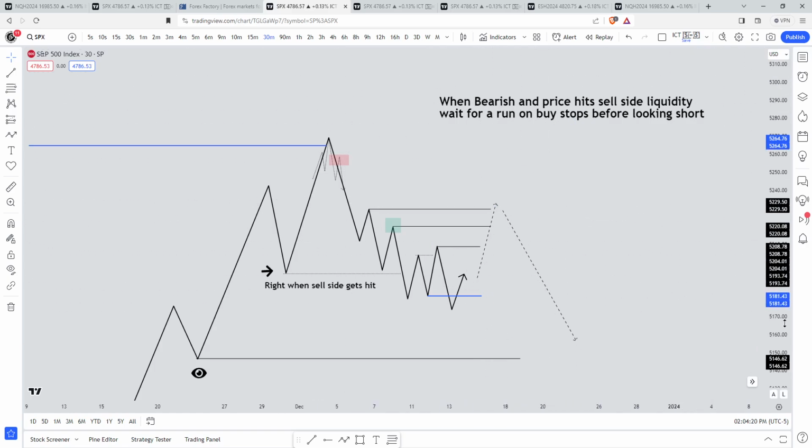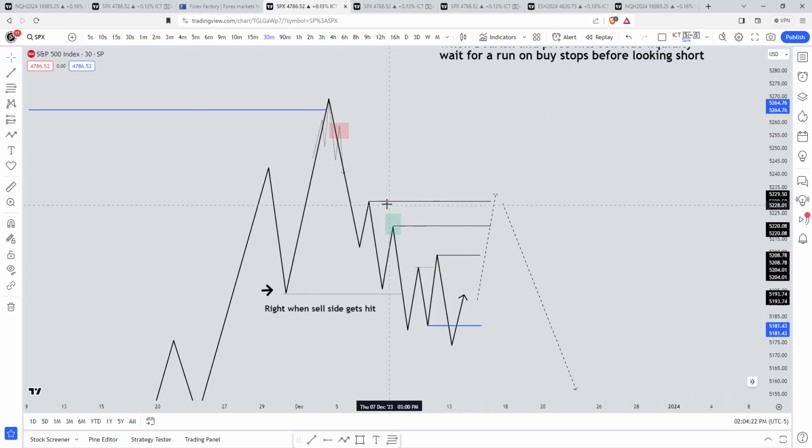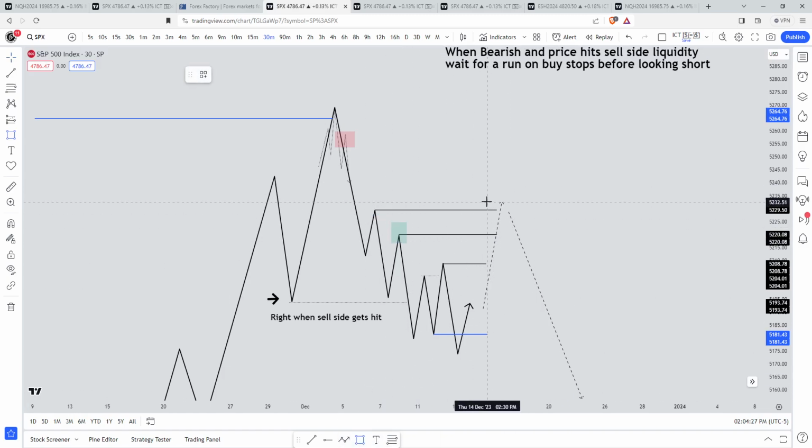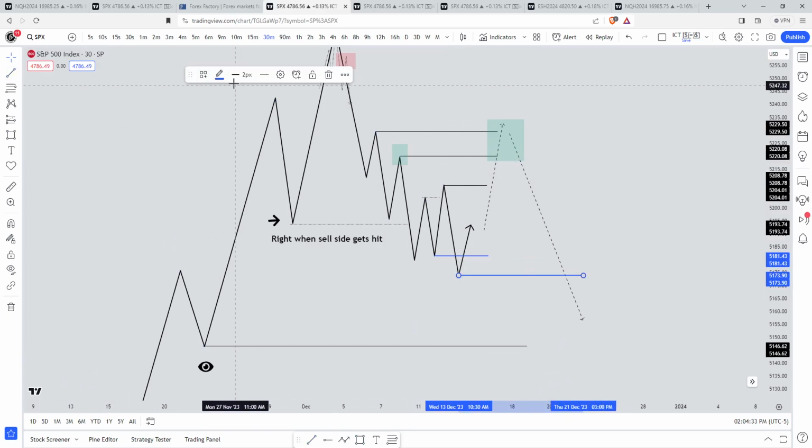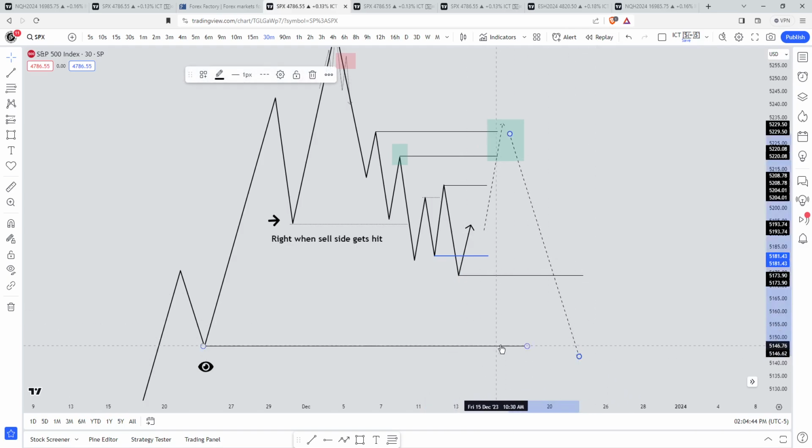What you can do is wait for price to return back to the buy stops here and then hunt for a lower time frame change in the state delivery at this buy side and then target this level of sell side now. And also you could target this. This would be like the low hanging fruit target. It's just the easiest target. And then you could also target this level here.